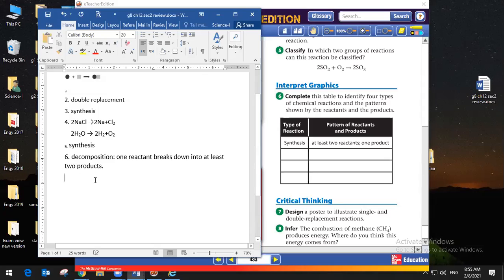So then after this we have single replacement. Who can tell me what happens in single replacement, guys? Yes, Kinsey. One element replaces another element in one compound. So one element, good, replaces another element in a compound.